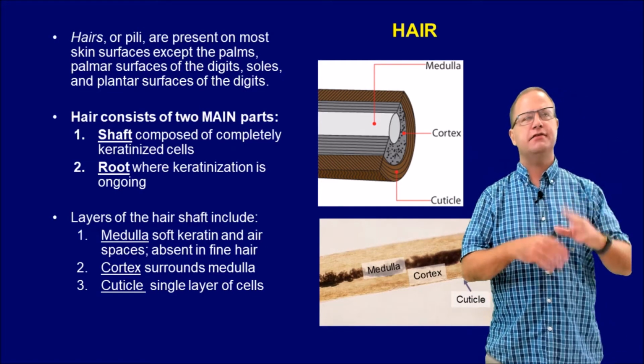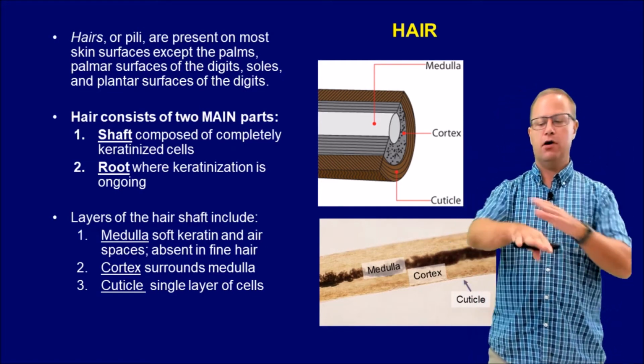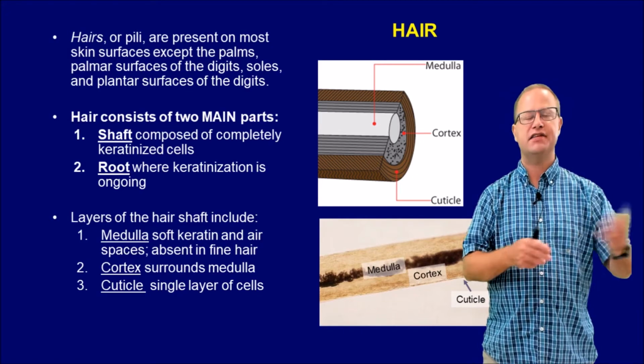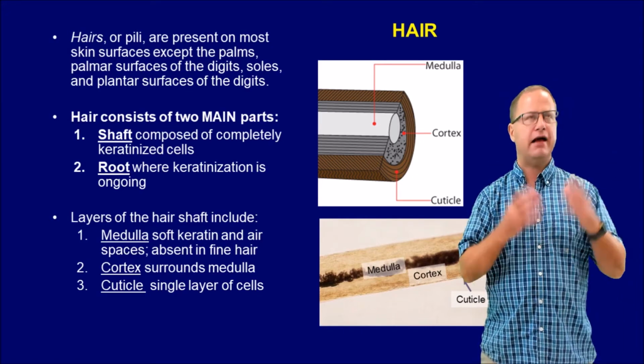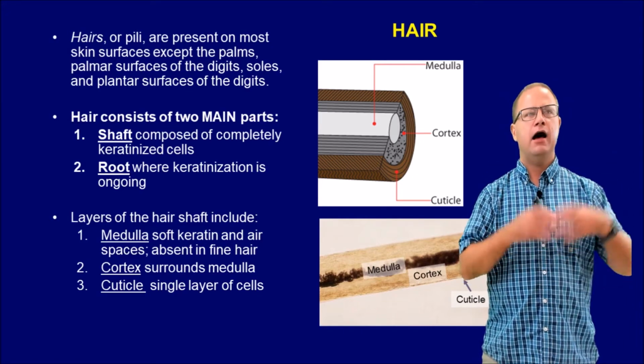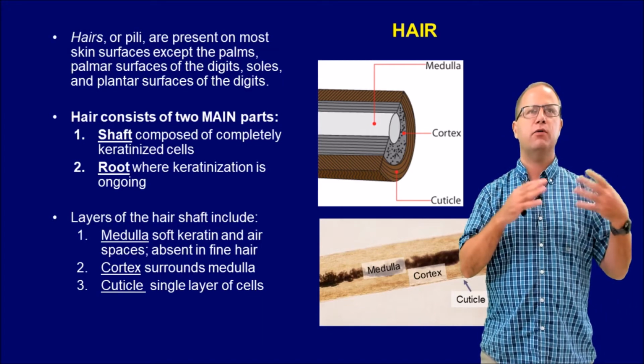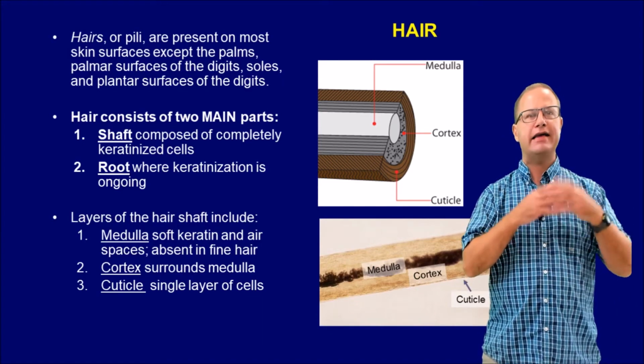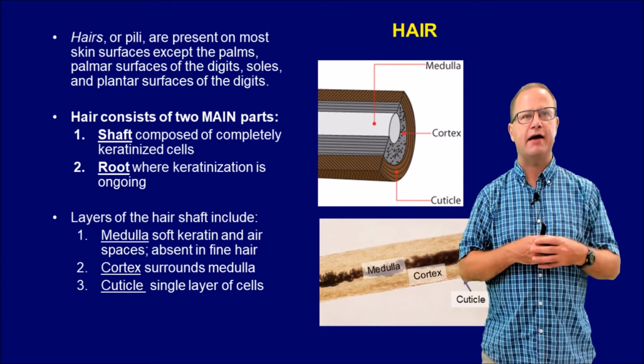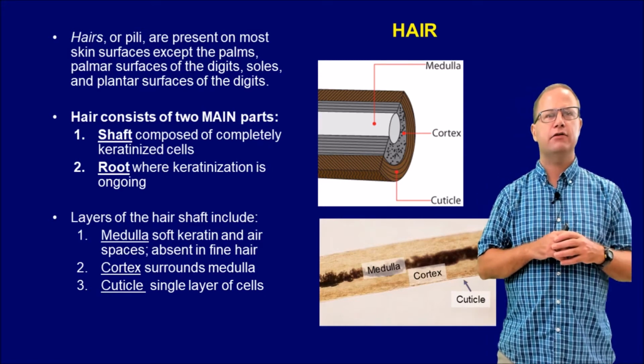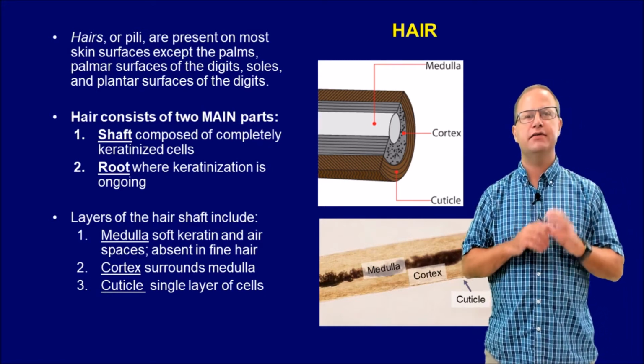So hair consists of two main parts. There's the shaft, which is the part of the hair that's outside the skin, and this is completely dead, so the hair is non-living outside of the skin. Then there's the root of the hair, and that's where we have living cells that are actively keratinizing and producing the hair shaft. So the layers of the hair shaft include the medulla, the cortex, and the cuticle.